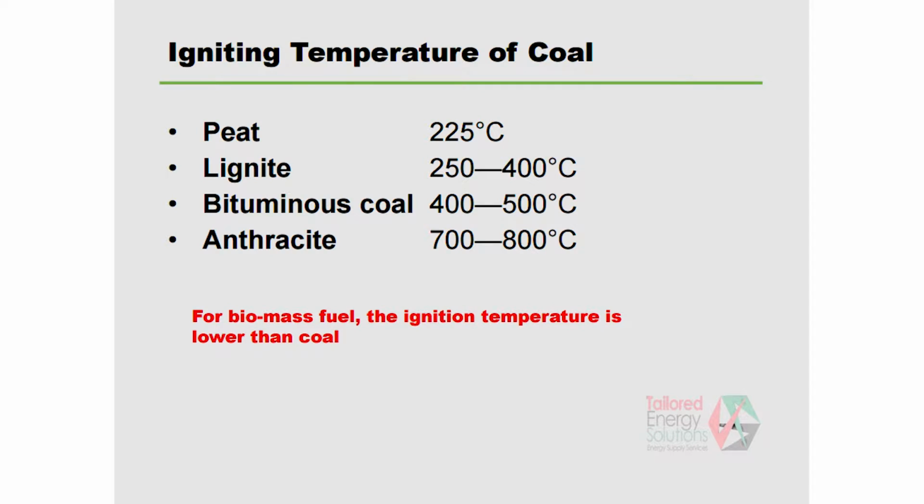So this is just to give you an idea of the ignition temperature, from peat through the different ranks of coal. The ignition temperature is different, and that relates to the reactivity. With a lower temperature, if a flame can be started, it means the fuel is more reactive. For wood fuel, the ignition temperature is much lower than that of coal.